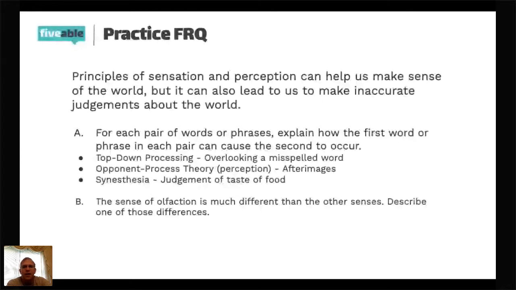For each pair of words or phrases, explain how the first word or phrase in each pair can cause the second to occur. So here we have top-down processing and overlooking a misspelled word, opponent process theory relating to perception and afterimages, and synesthesia and the judgment of food. And let me look at B real quickly too. The sense of olfaction is much different than the other senses. Describe one of those differences.